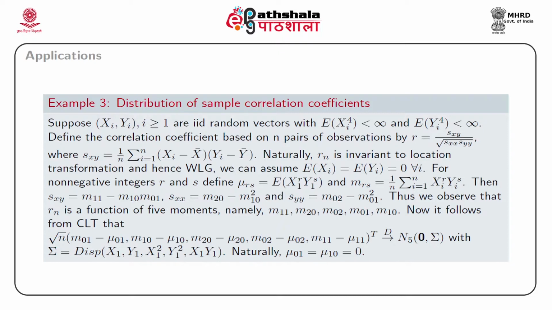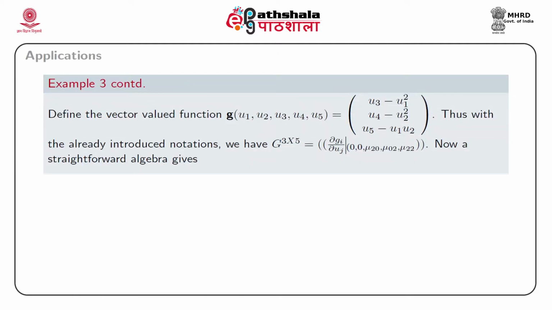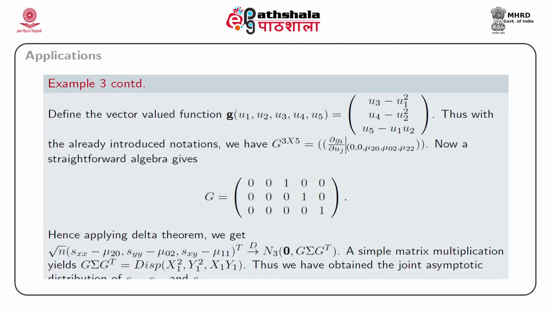So, looking at the expression of R as a function of 5 moments, we define the vector valued function g, which has 5 arguments u1 up to u5, as a 3 component vector with elements (u3 minus u1 square), then (u4 minus u2 square), and the last element is (u5 minus u1 multiplied by u2). Thus, with the already introduced notations, we have to evaluate in this case a 3 cross 5 matrix G at the expectation.